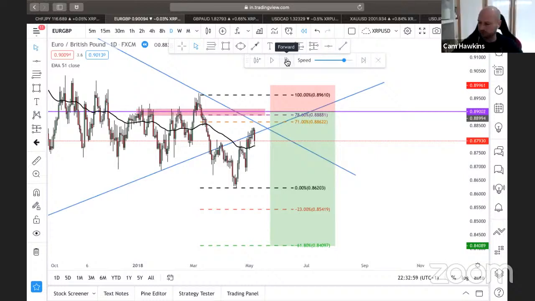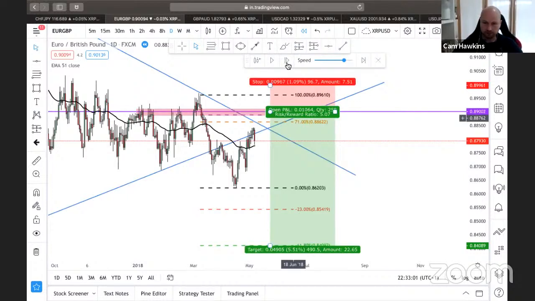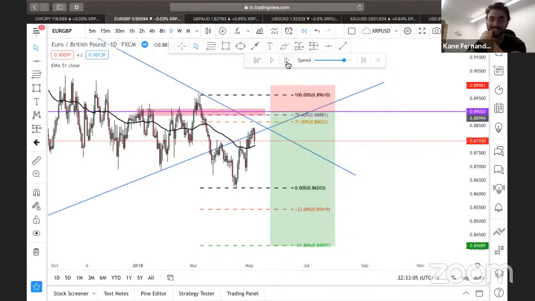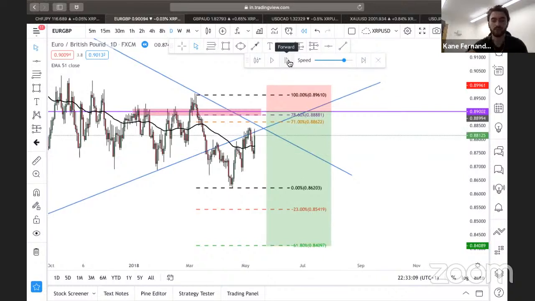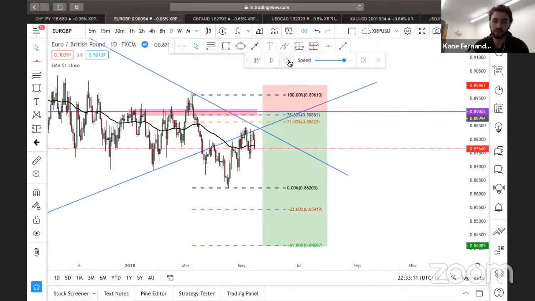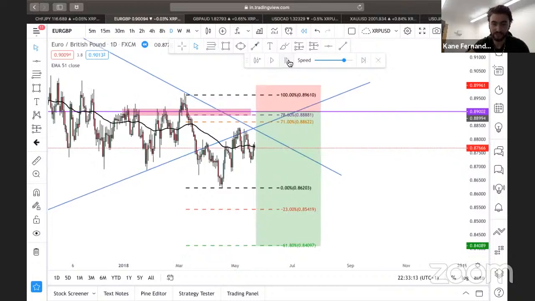Okay, so what's the R on that one again? Let me just make a note of it. 5.07. Yeah, cool. So let's see. Hopefully this one plays out. So I'm looking for the deep retracement into that zone, and then we'll look for the short if it can reject.